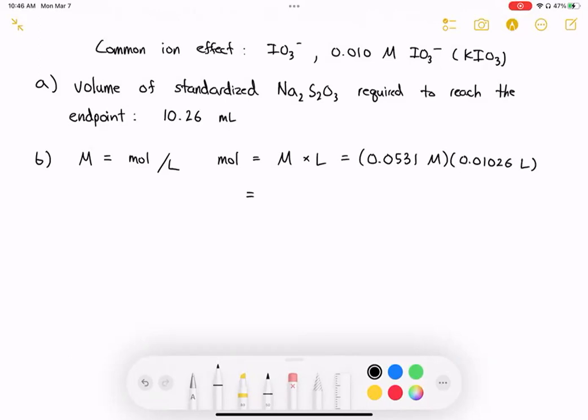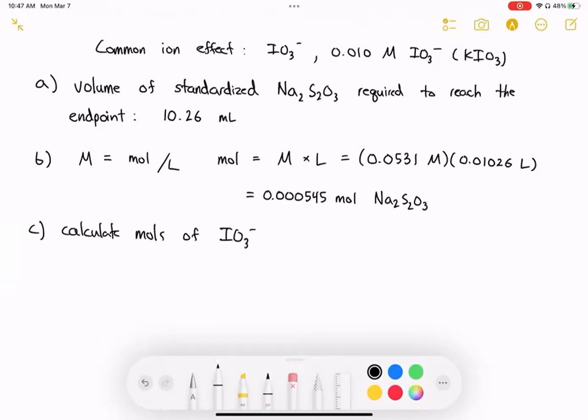Okay, and we do that, 0.0531 times 0.01026, and we get 0.000545 mole sodium thiosulfate. So that is our moles of sodium thiosulfate. So on C, we're going to calculate moles of iodate.